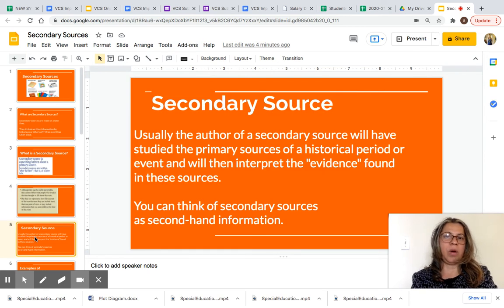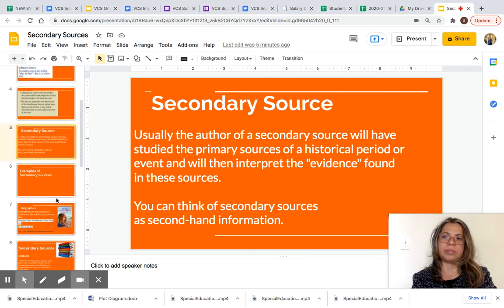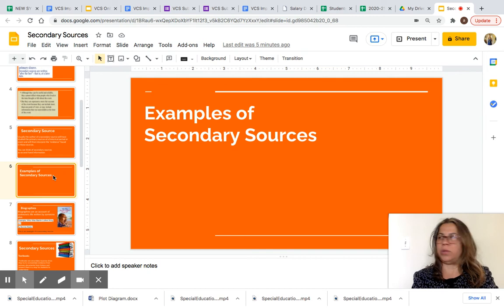Usually, the author of a secondary source will have studied the primary sources of a historical period or event and will then interpret the evidence found in these sources. You can think of secondary sources as second-hand information. Now that we learned the definition of secondary sources, let's take a look at some examples of secondary sources.